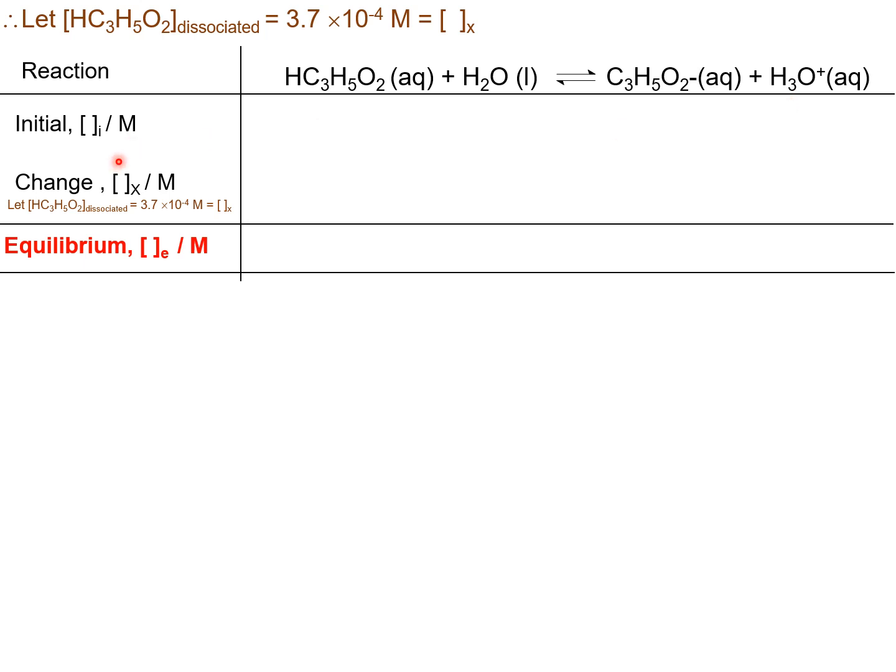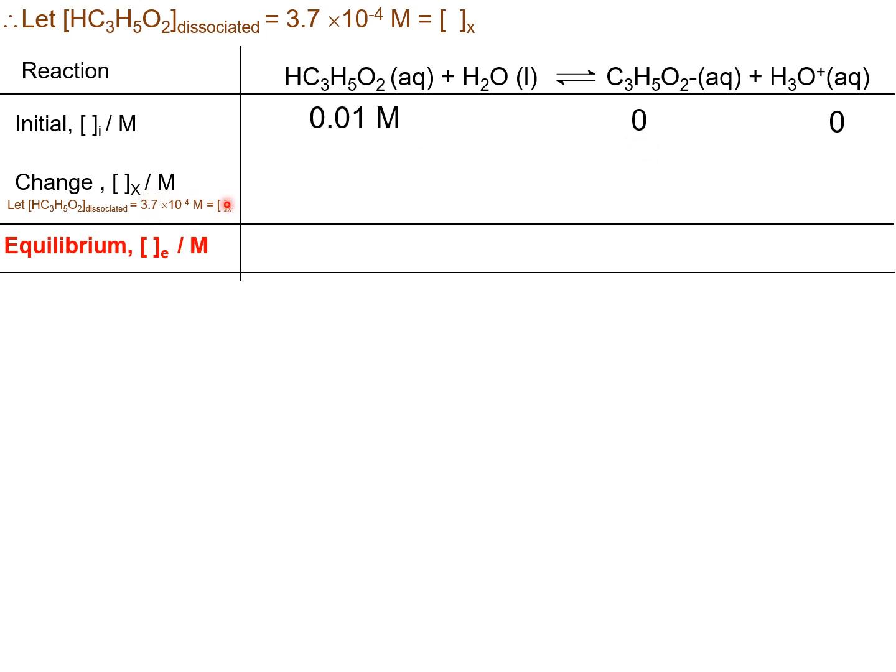So how about the initial concentration of the propionic acid? It is given in the question, which is 0.01 molar. H2O is something that we can ignore since it is in the liquid phase. Okay, so anything that is in the product, we can just assume its initial concentration is 0.